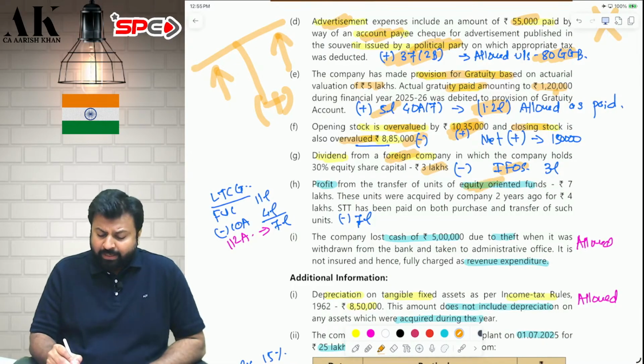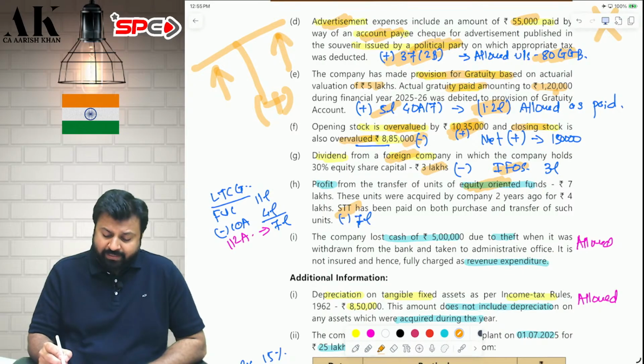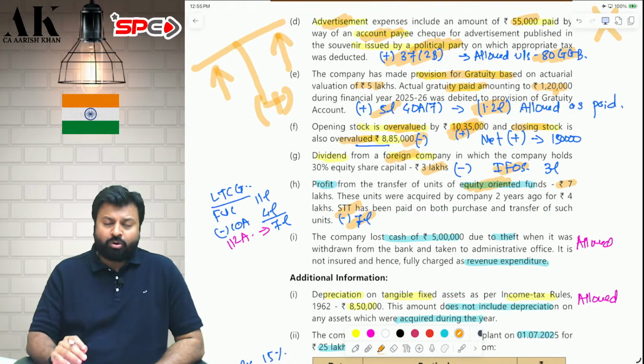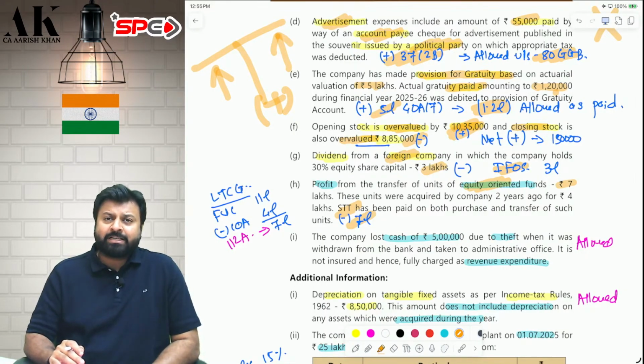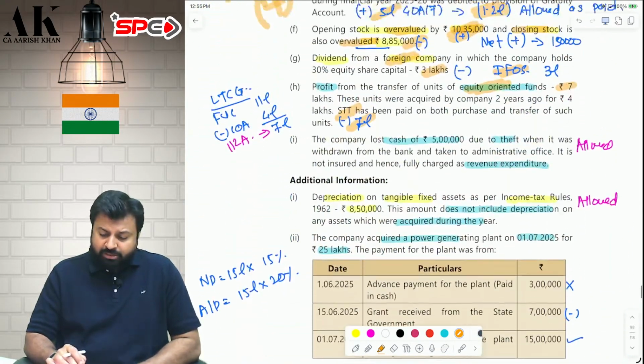Then profit on equity oriented fund on which STT is paid, so this will come under 112A. How much profit is there? 7 lakh profit is there. So reduce 7 lakh from here and show under what? Show under capital gains under 112A. It will be taxable at 12.5% in excess of 1.25 lakhs. Sir, what is the consideration of this? The consideration of this will be 11 lakhs.